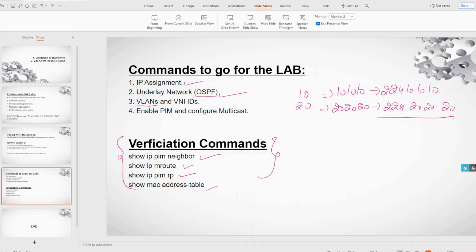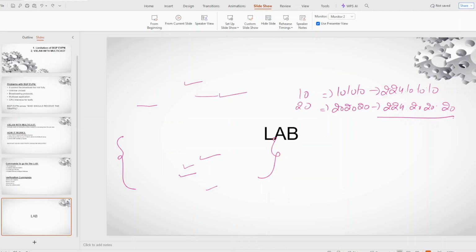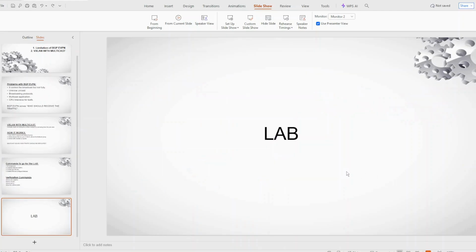So without further ado, let's see this in action with the lab. All right, so let me remove this and let's proceed with the lab.